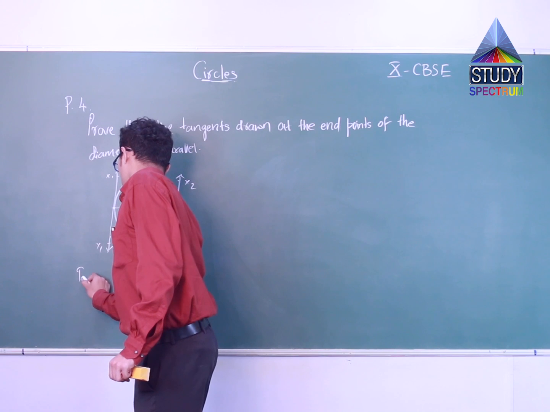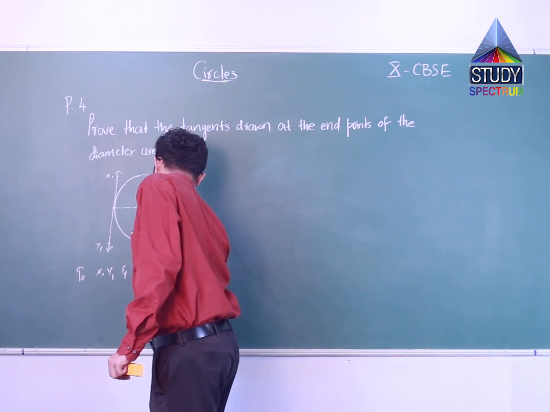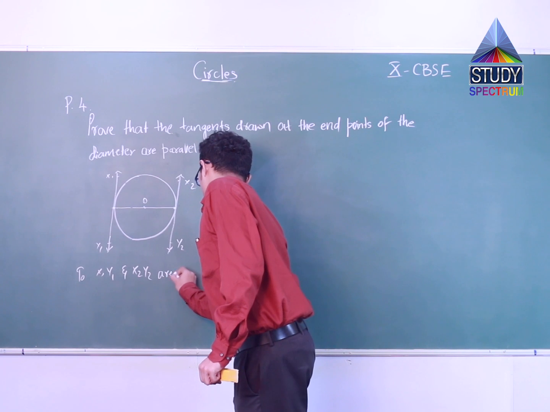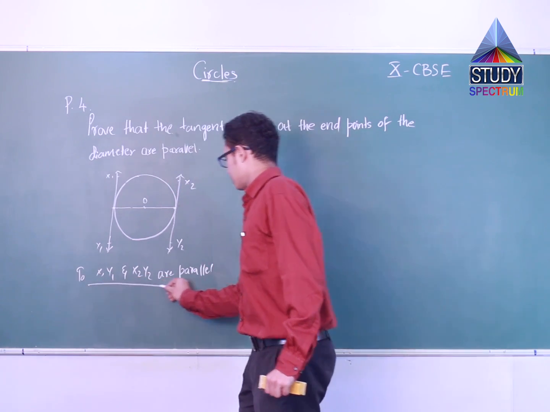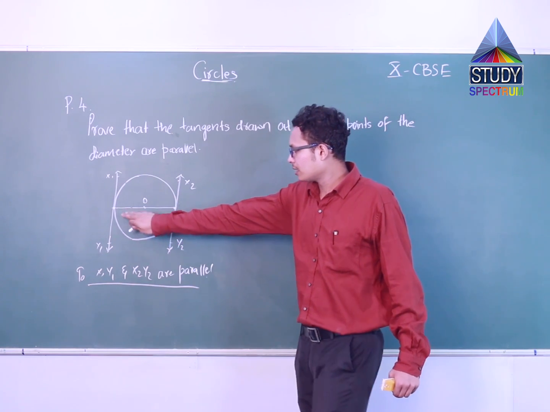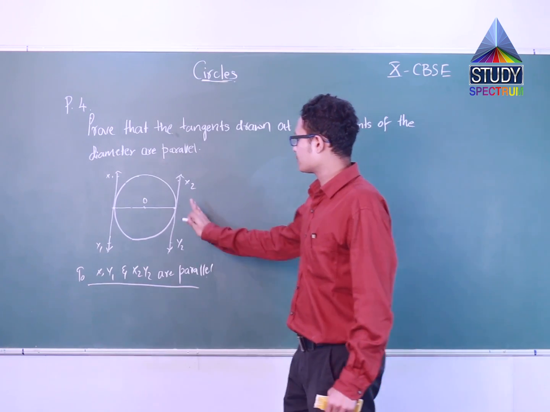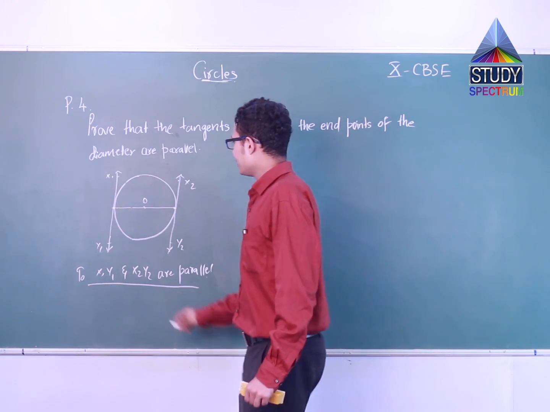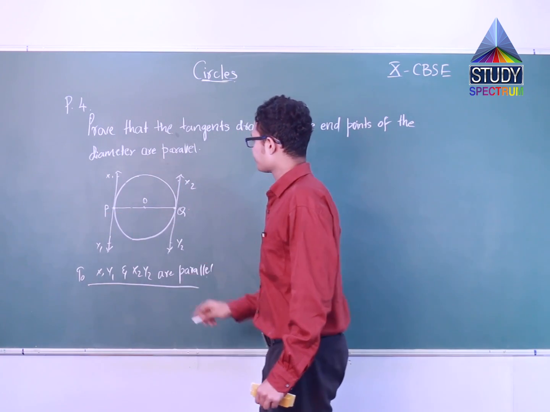To prove lines x1 y1 and x2 y2 are parallel, it is enough to prove that the alternate opposite angles here are equal in magnitude. If you prove that, it is proved that x1 y1 and x2 y2 are parallel. Let me take letter P here, and Q here.